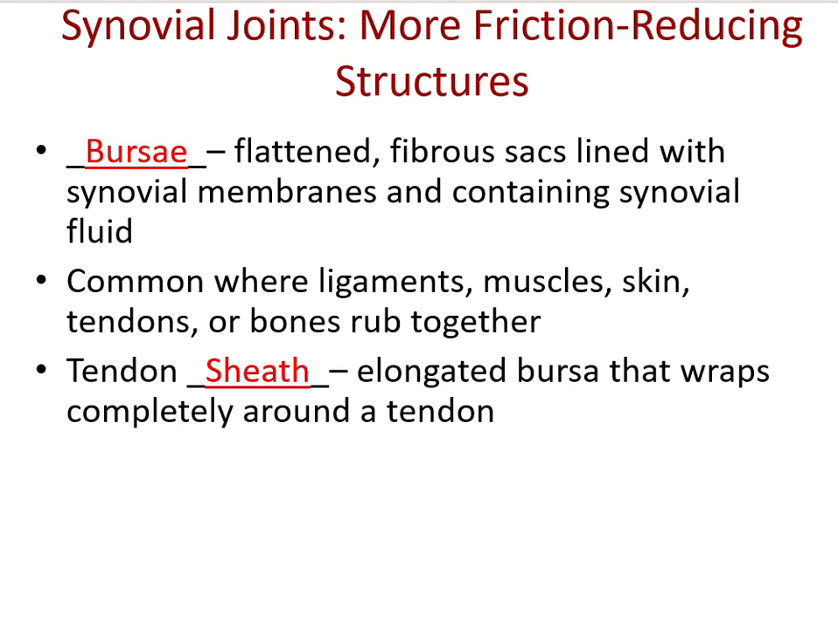Synovial joints also tend to have around them friction-reducing structures like bursae, which are flattened fibrous sacs that also have synovial fluid in them. You also have a tendon sheath, which is an elongated bursa that wraps around a tendon. You think of a tendon kind of like a hot dog, think of the tendon sheath like the hot dog bun. Both of these structures are common where ligaments, muscles, skin, tendons, or bones rub together. Again, they're there to reduce friction, just like the synovial fluid in the joint cavities of synovial joints.